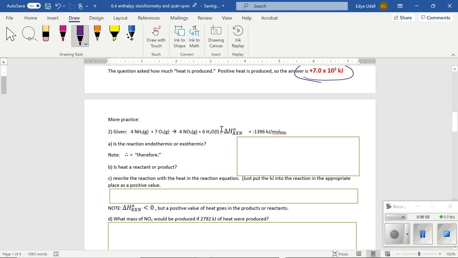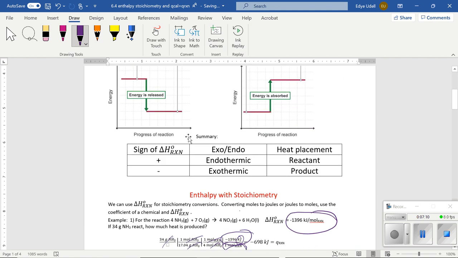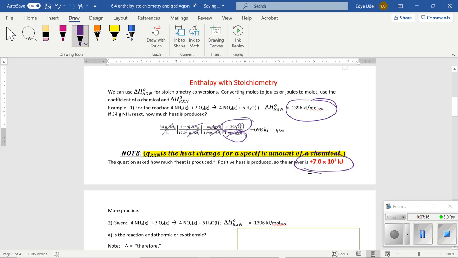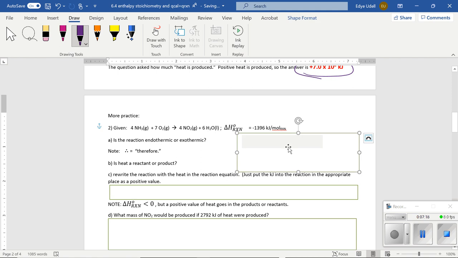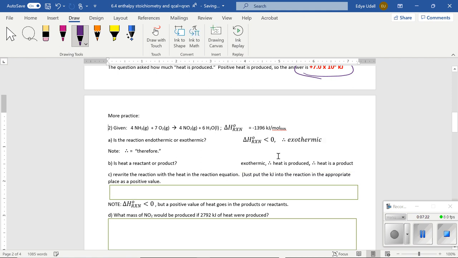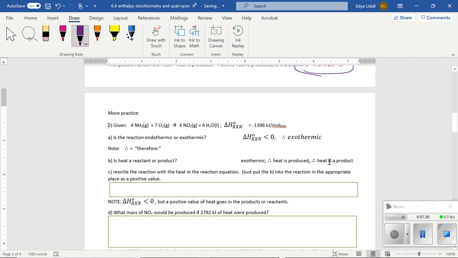You're given a reaction. You're given the heat of reaction for the reaction. You want to know, is this endothermic or exothermic? Well, heat of reaction is negative, and we learned from this that a negative heat of reaction means the reaction's exothermic, and heat will be a product. So is heat a reactant or a product? It's going to be a product. Exothermic, heat is produced, heat is a product.